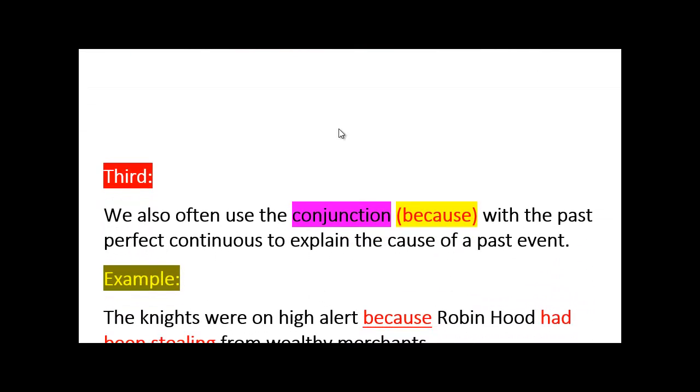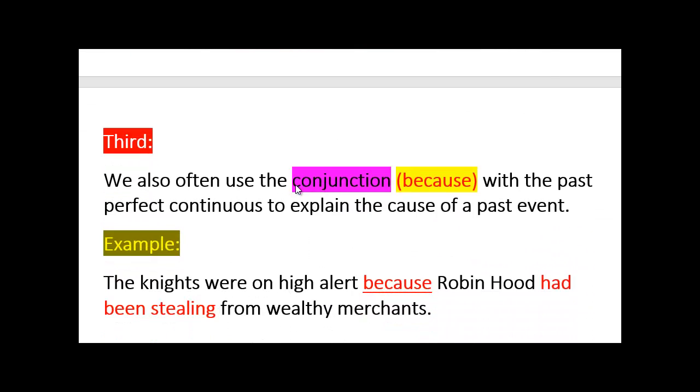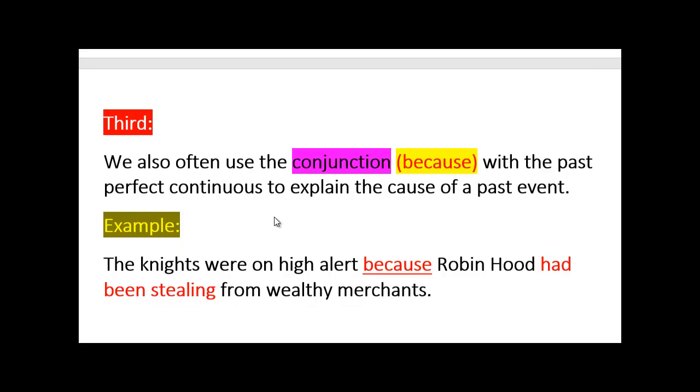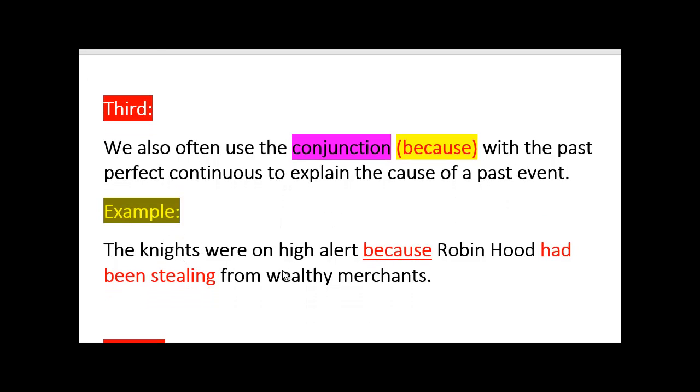We also use another conjunction called because, sometimes to give the reason for the past perfect continuous. An example here: the knights were on high alert because Robin Hood had been stealing from wealthy merchants. So here we can see the reason we use because as a conjunction.